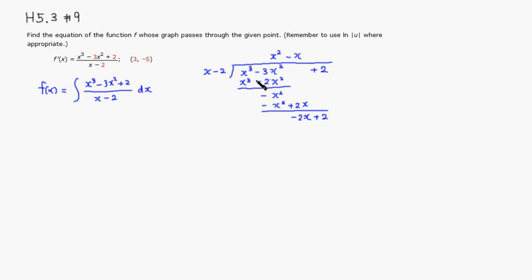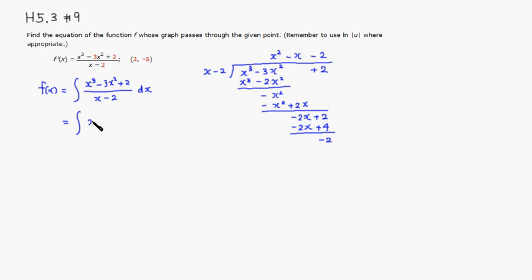How many x's can we squeeze into negative 2x? That would be negative 2. So negative 2 times x is negative 2x. And negative 2 times negative 2 is positive 4. So negative 2x minus negative 2x cancels out. 2 minus 4 is negative 2. So therefore, we can rewrite this integrand, so you have a quotient here.